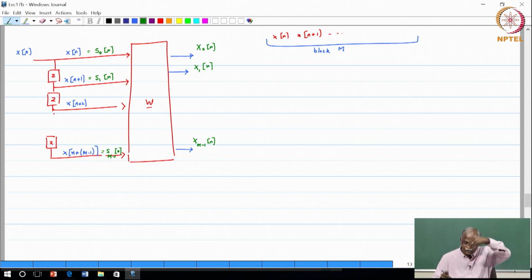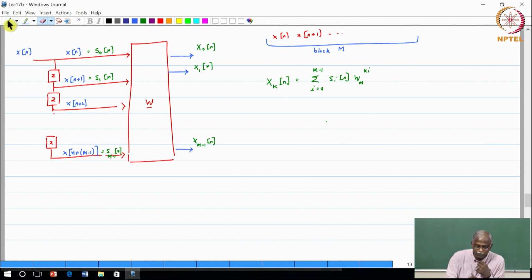This n is actually showing you the time index. So there is a vector at the input, there is a vector at the output, and the input-output relationship is through the DFT matrix. Please write down that expression. Again, it is a repetitive one, but it gives us an important insight. Xk of n is the sum over i equal to 0 to m minus 1 of Si of n times W m to the power ki. There is no minus here, this is the DFT matrix.